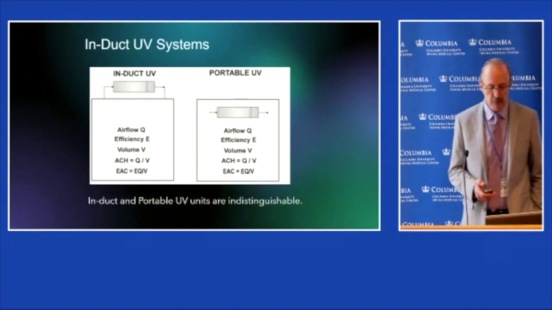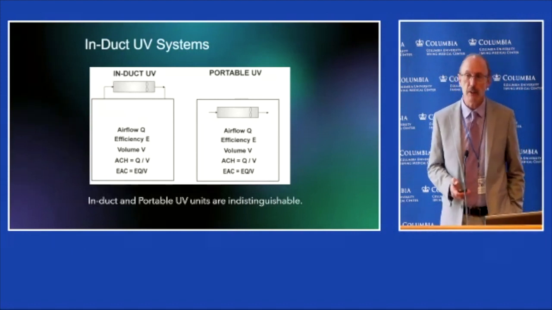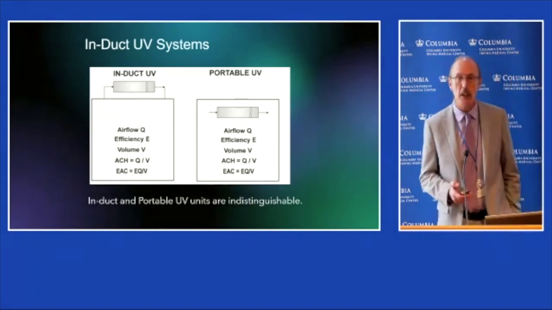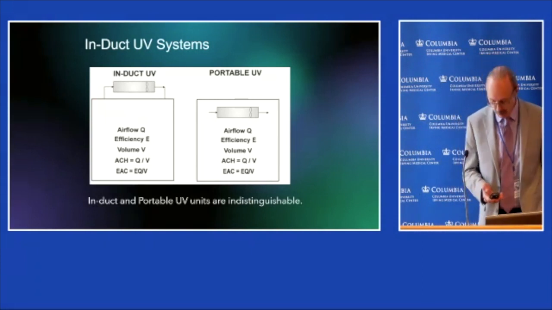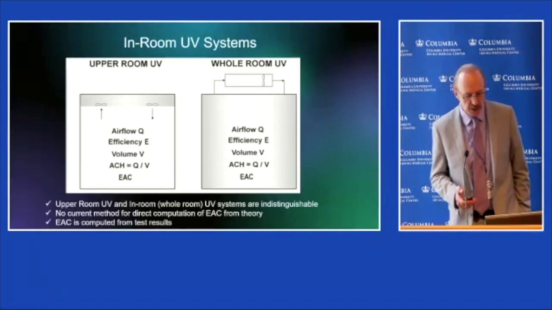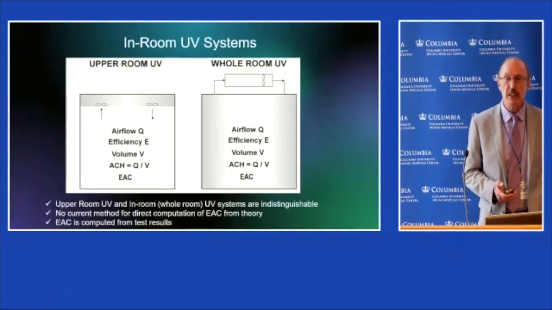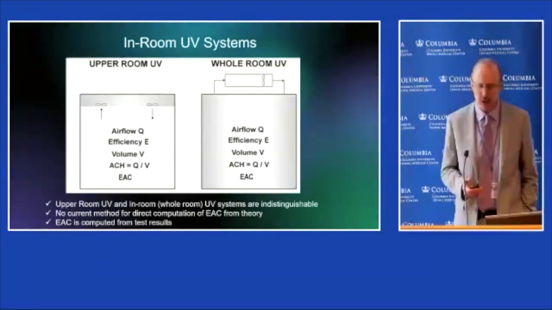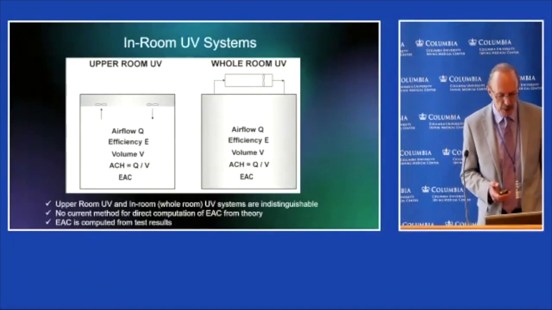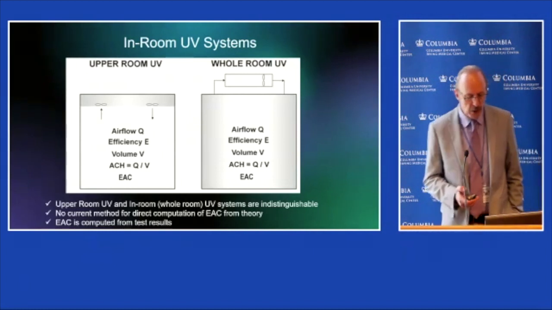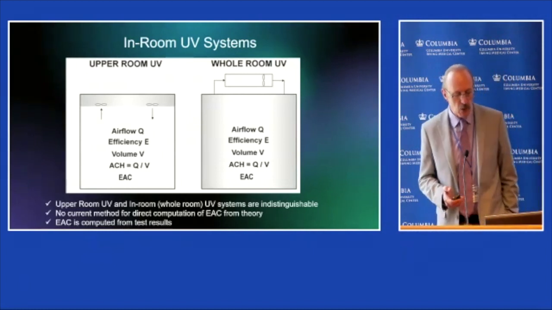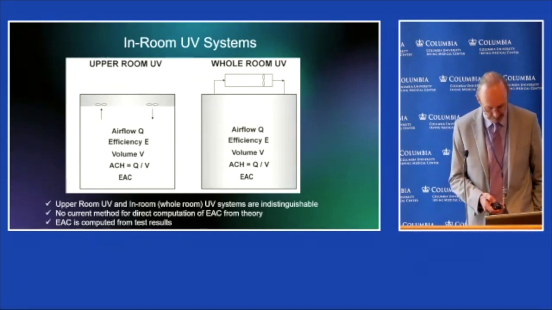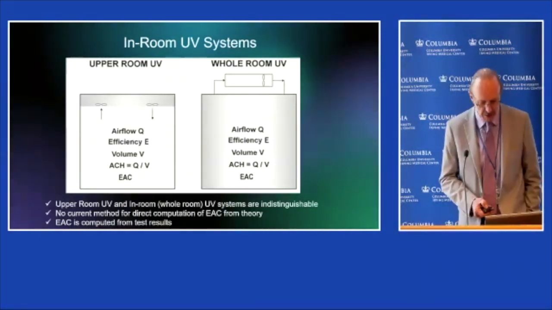Of course, you might say that the performance of a portable unit depends on its location in the room, and that's true. But the in-duct UV system has inlets and outlets, supply and exhaust registers, and the location of those also impacts performance. In room UV systems, we have upper room UV systems and whole room UV systems. And from a performance evaluation point of view, we don't see any difference between these systems. There's an airflow through the room and an efficiency of volume. We know the air change rate in the room. We do not know any fundamental relationship for computing the EAC, but we can determine it from test results.